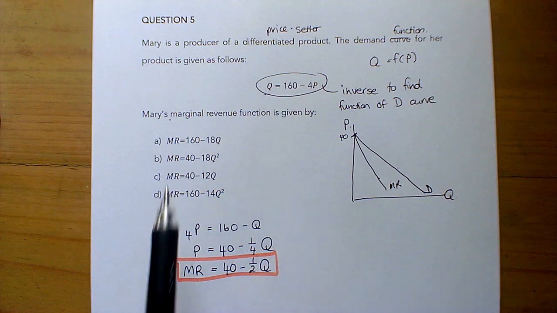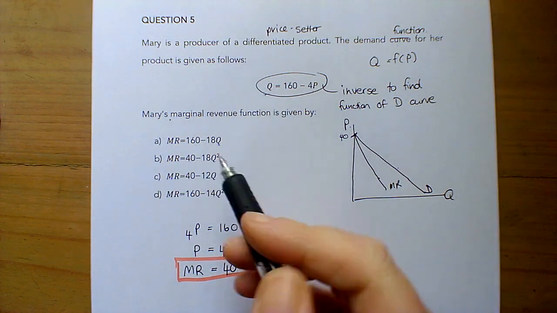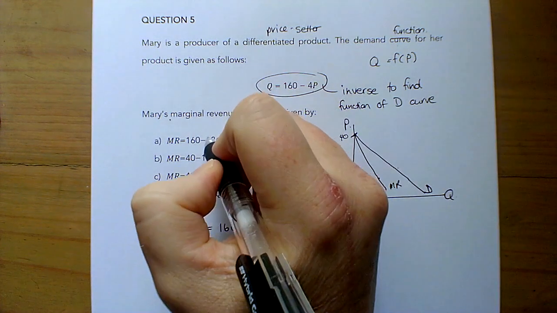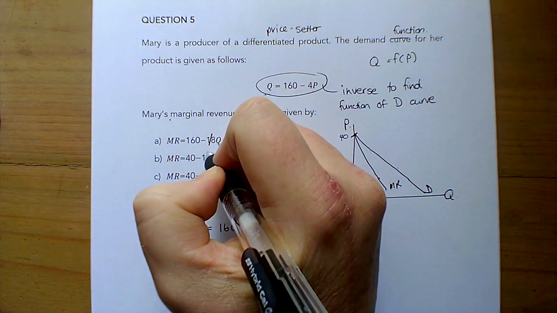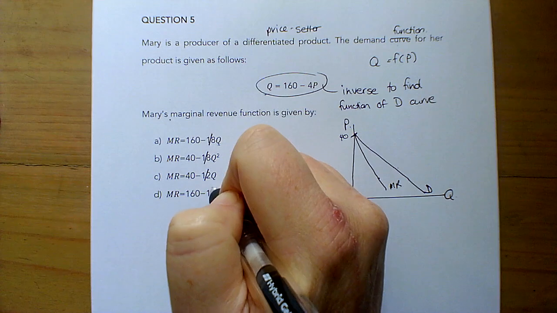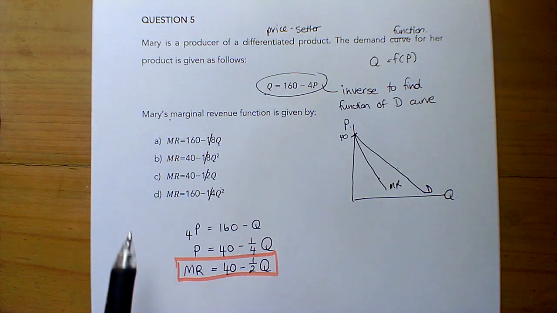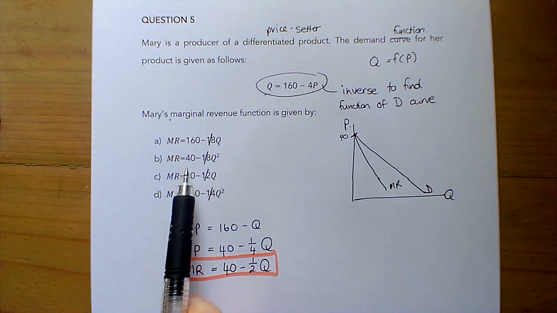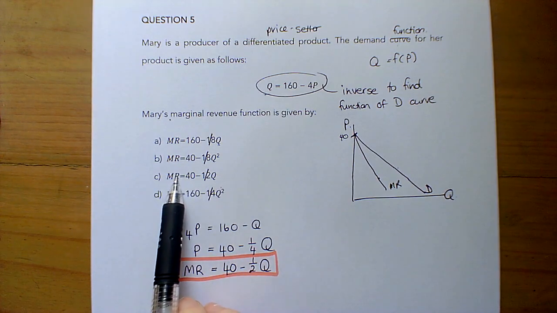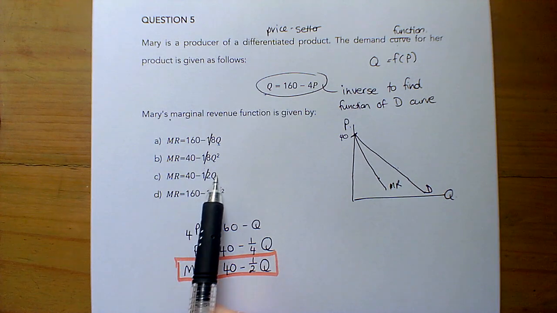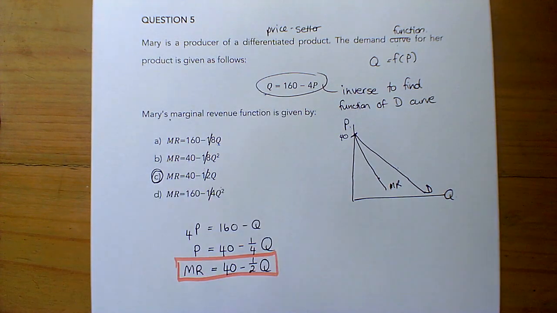And if I look at the options provided above, and there was a bit of a printing error here, so actually this should be 1 over 8, 1 over 8, 1 over 2, 1 over 4. Looking at these options, the one that matches my calculations is C, MR equals 40 minus a half Q. So the answer is C.